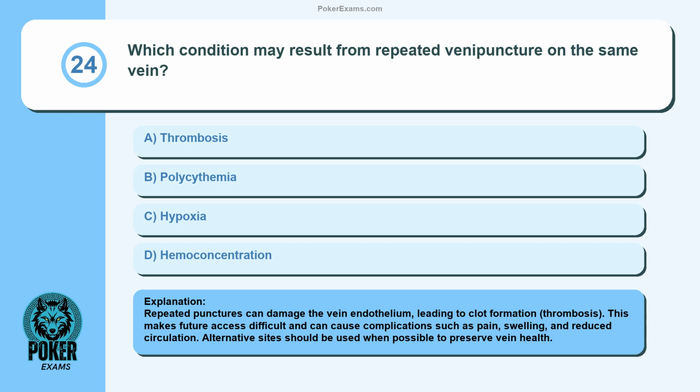Repeated punctures can damage the vein endothelium, leading to clot formation, thrombosis. This makes future access difficult and can cause complications such as pain, swelling, and reduced circulation. Alternative sites should be used when possible to preserve vein health.